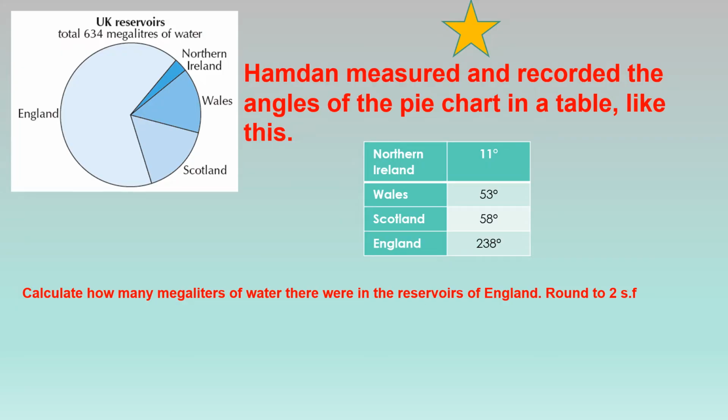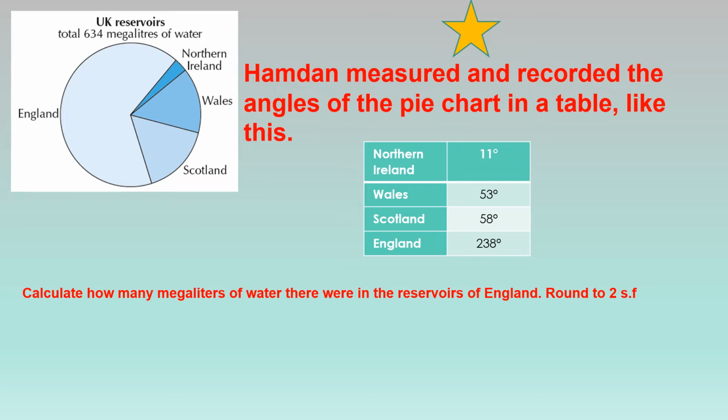In this exercise, we are going to find how many megaliters of water there were in the reservoirs of England. To solve this, two students, Hamdan and Hazza, made their own tables; we are going to see them later. Each one represented the pie chart by a table. Hamdan chose to represent it by angles, and Hazza wanted to represent it by percentage. So let's compare their results together.